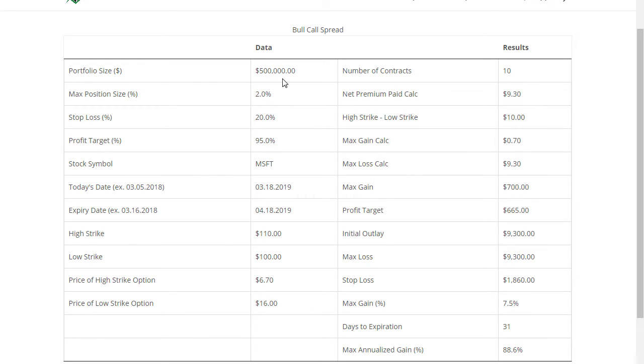So if we had a $500,000 portfolio and we just wanted to risk 2% of our portfolio on this trade, we could take on 10 contracts. And the initial outlay is going to be $9,300. That's our max risk, right? And now we control our risk. If this thing doesn't go our way, we'd get out if we're down maybe 20%. So we'd have a stop loss of about $1,800 on this. So we wouldn't want to take a max loss if things didn't go our way. And then in 31 days, we're going to make about 7.5% on this trade.